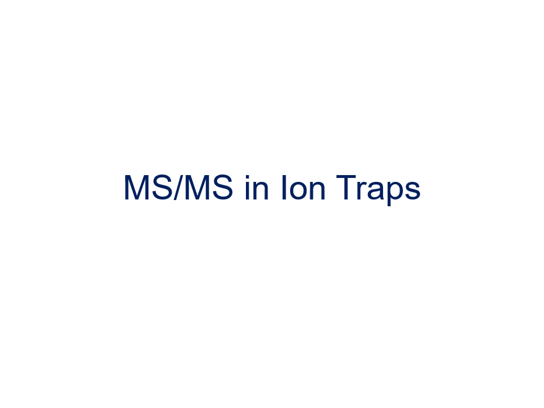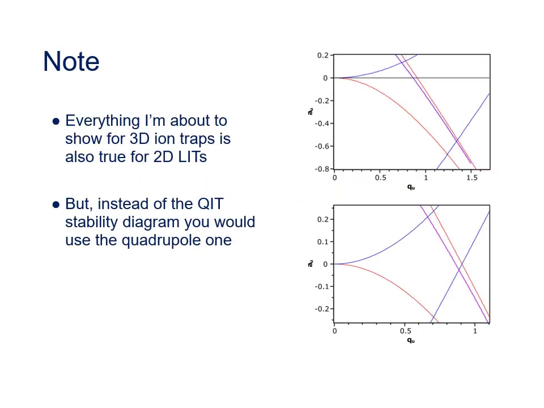The last thing I want to go through in this session is an explanation of how you can do MS/MS in ion traps. Now I'm going to be using 3D ion traps as the example in this section, but everything I'm going to say for 3D ion traps is also true for 2D ion traps. It's just for those you have to use the quadrupole stability diagram, not the 3D ion trap one.